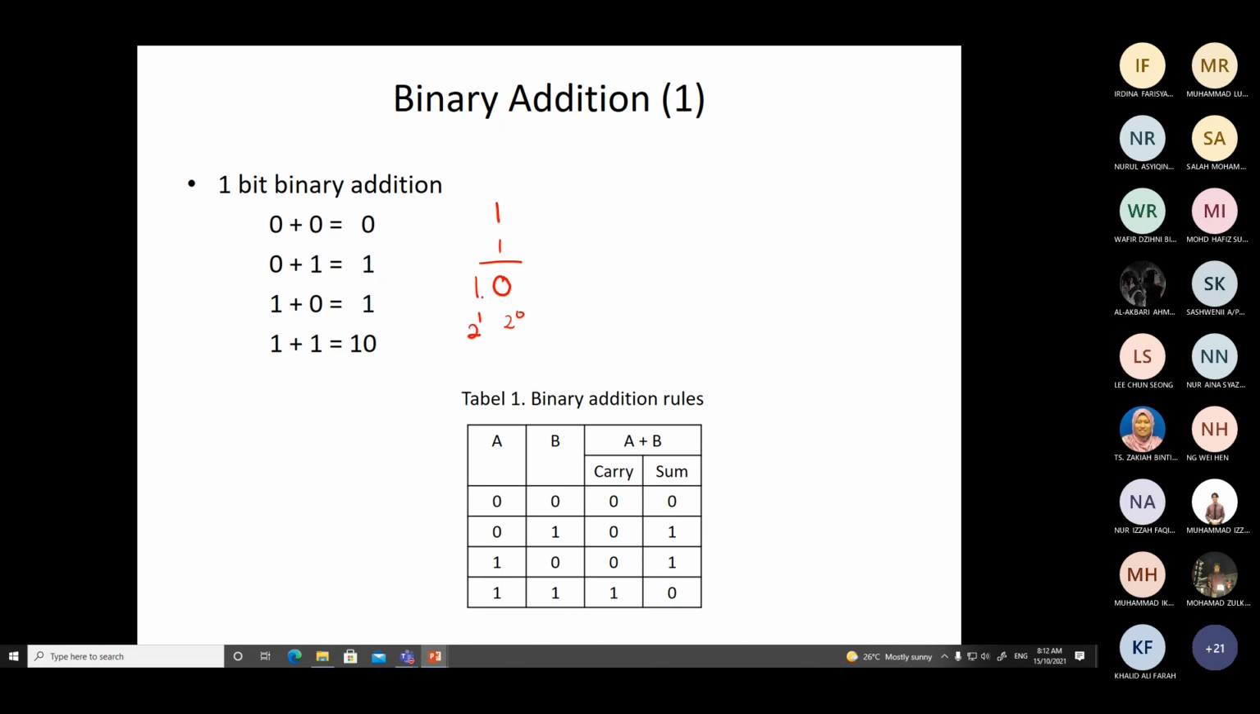So 2 power of 1 is basically 2. So what happened to this 1 here? Usually, if there is a number on the second position, we will not put 1 here, but carry forward to the next position. So these are the binary addition rules: 0 plus 0, 0 plus 1, 1 plus 0, and then 1 plus 1. You will see these binary rules later on in logic design also.